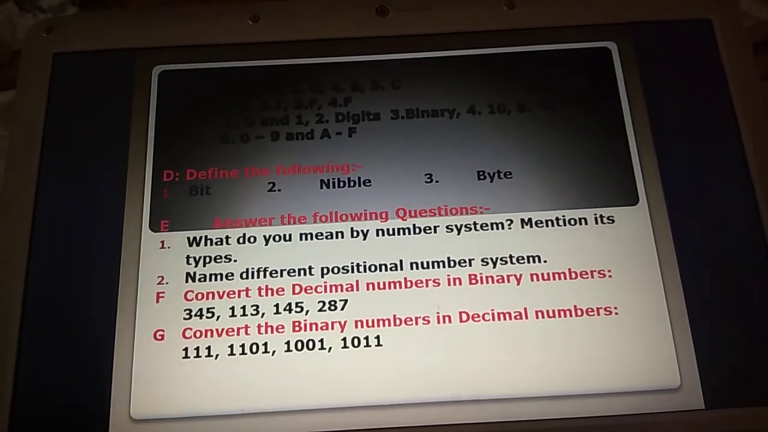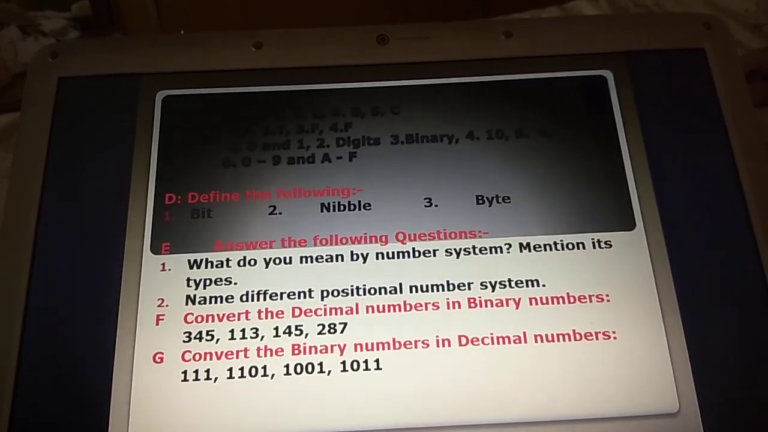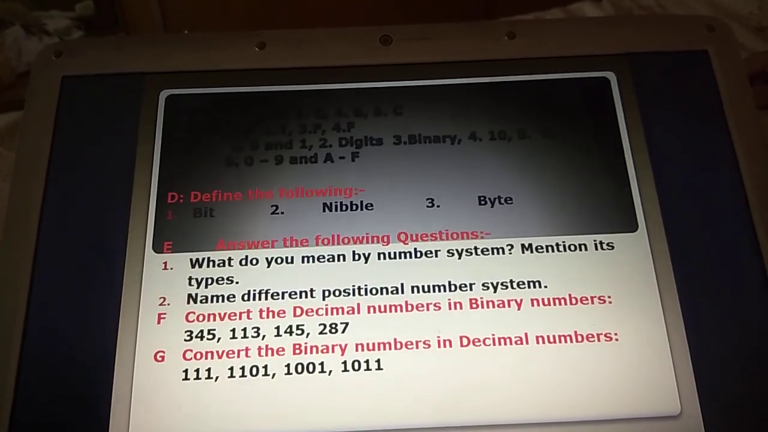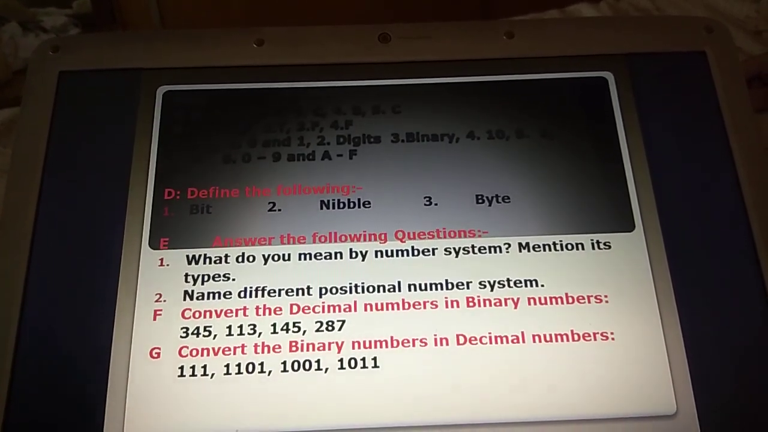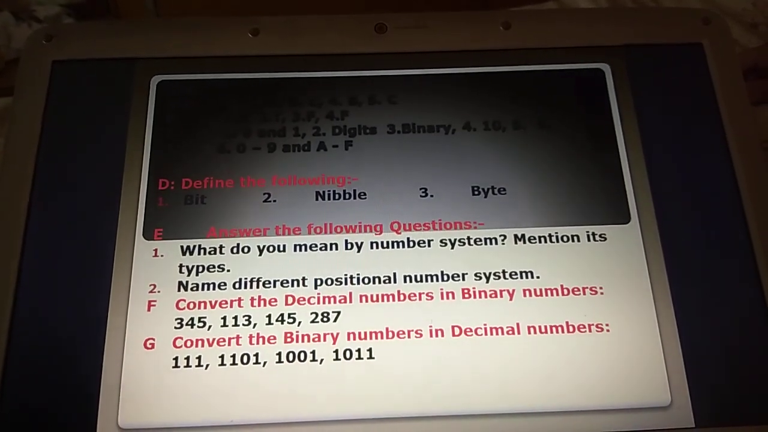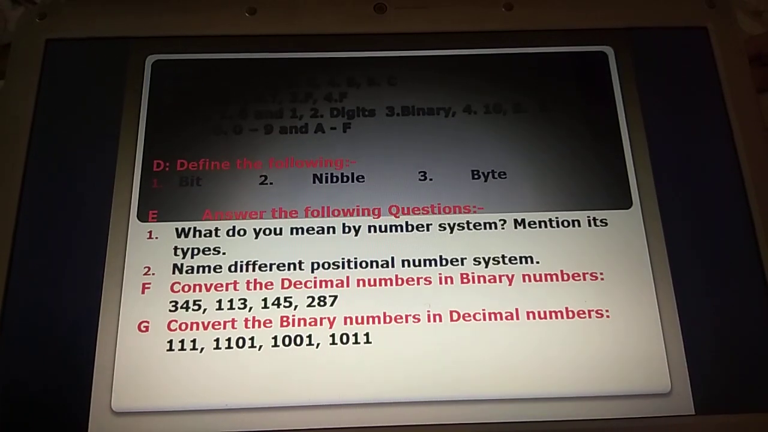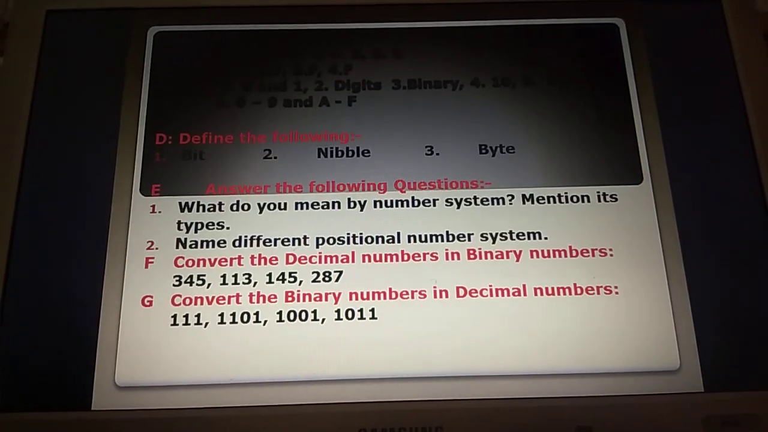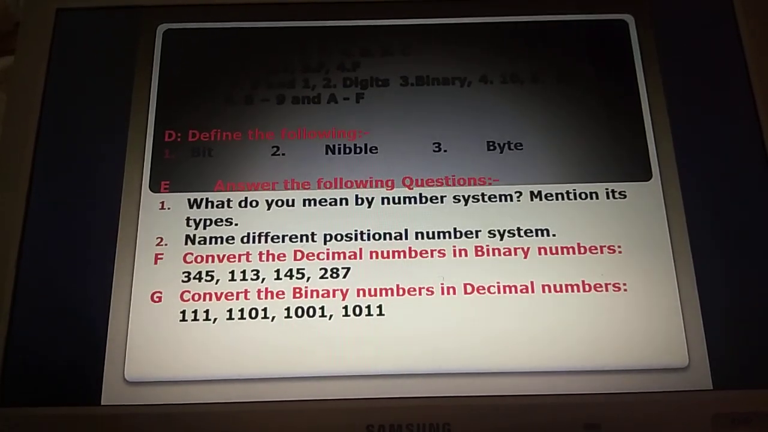The answers of question number 1, that is multiple choice questions: first option is C, second B, third C, fourth B, fifth C, like that. In B part, true false, their answers have been given. In fill-ups also they have been given. Then you are to define the terms like bit, nibble and byte. E part contains answer the following questions. First question is what do you mean by number system? Mention its types. Second, name different positional number systems, which you have 4: binary number system, octal number system, decimal number system and hexadecimal number system.